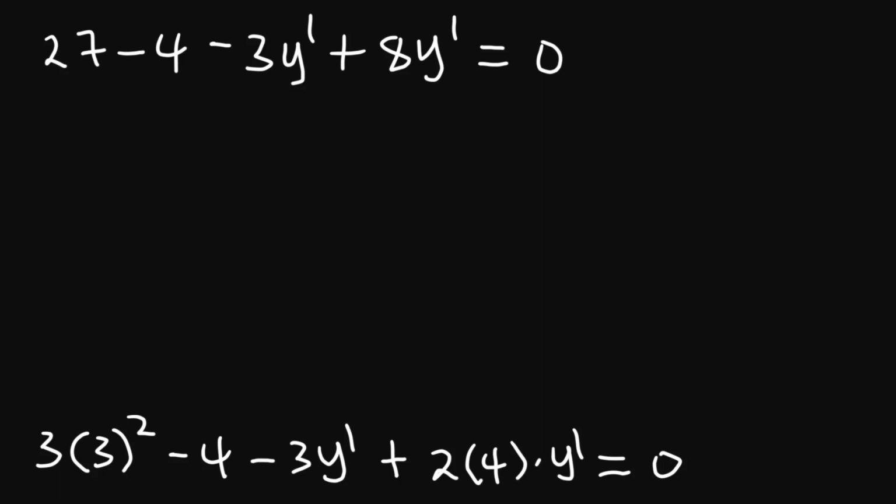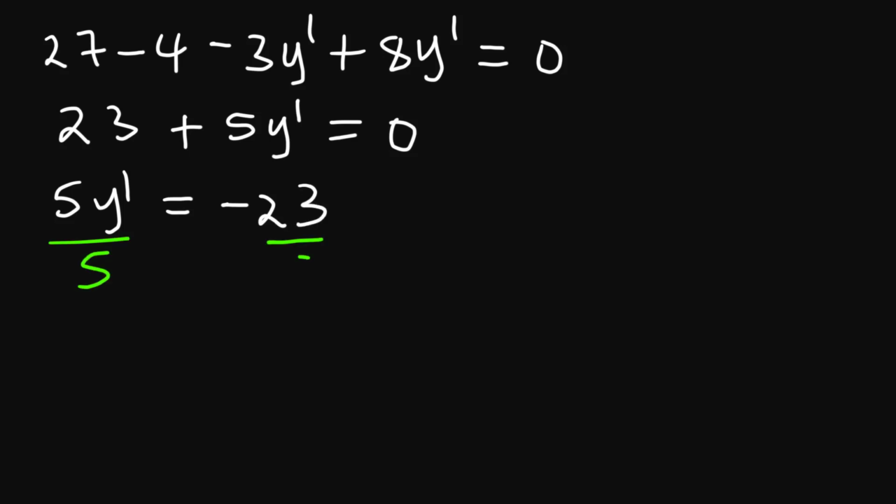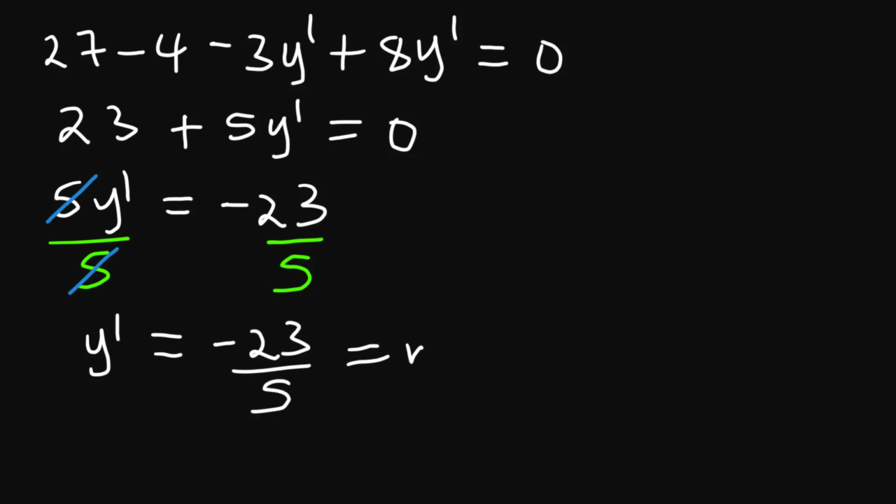This will give us 27 minus 4, which is 23, and then negative 3 plus 8 will give us positive 5. So this will be plus 5 y prime, equaling to 0. If we take 23 to the right hand side, it will become negative. So we shall have 5y prime equaling to negative 23. And if we divide both sides by 5, this will cancel with that. And so we shall have y prime equaling to negative 23 divided by 5. And this is the slope, m.